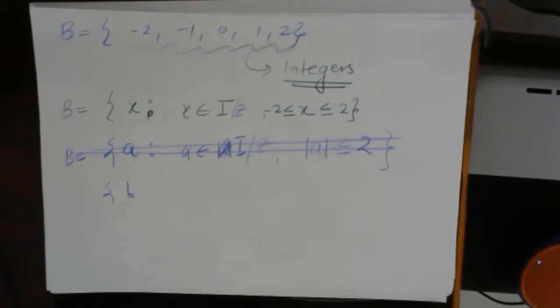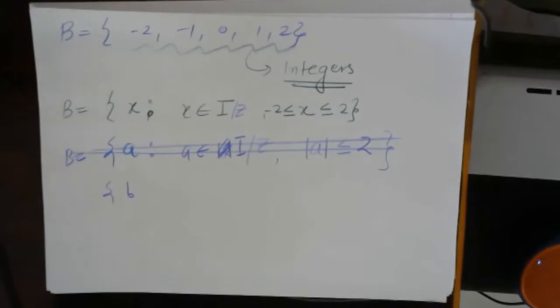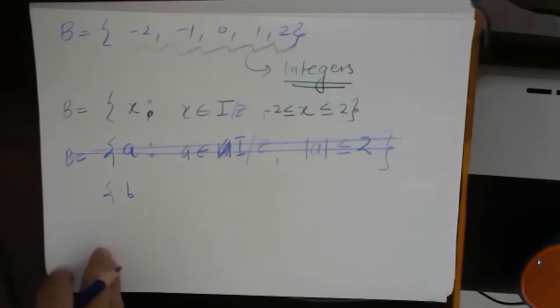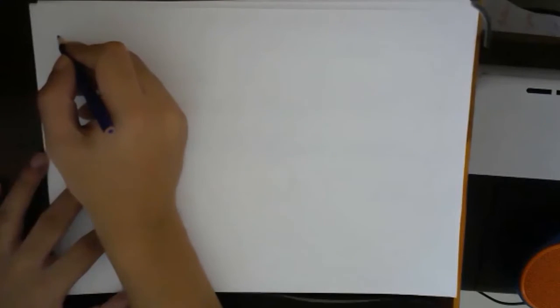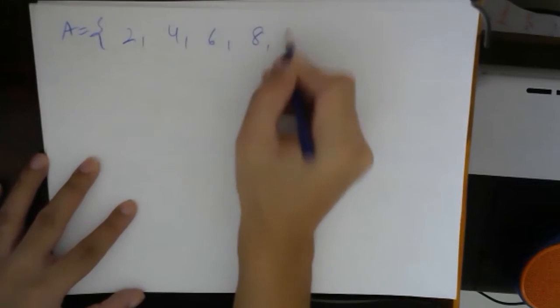Now let's complicate the set a little bit. Instead of something like integers and all that, let's complicate it a little bit. So let's try to write the set builder form of a set A which contains elements 2, 4, 6, 8, 10.